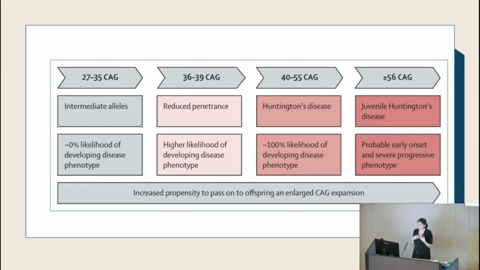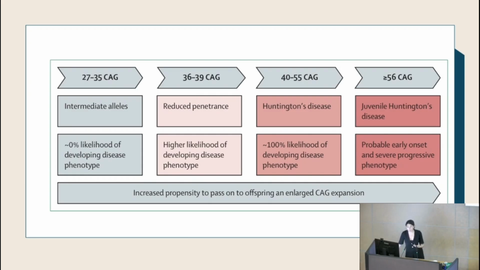So the genetic continuum of HD begins at 27 CAG repeats, and anyone who has over 27 CAG repeats demonstrates something called somatic instability. So this essentially means that the CAG repeats are unstable, and as they are passed down through generations, they can expand and ultimately end up in a disease-causing range. So people who have 27 to 35 repeats do not have symptomatic disease, but they do have unstable repeats.